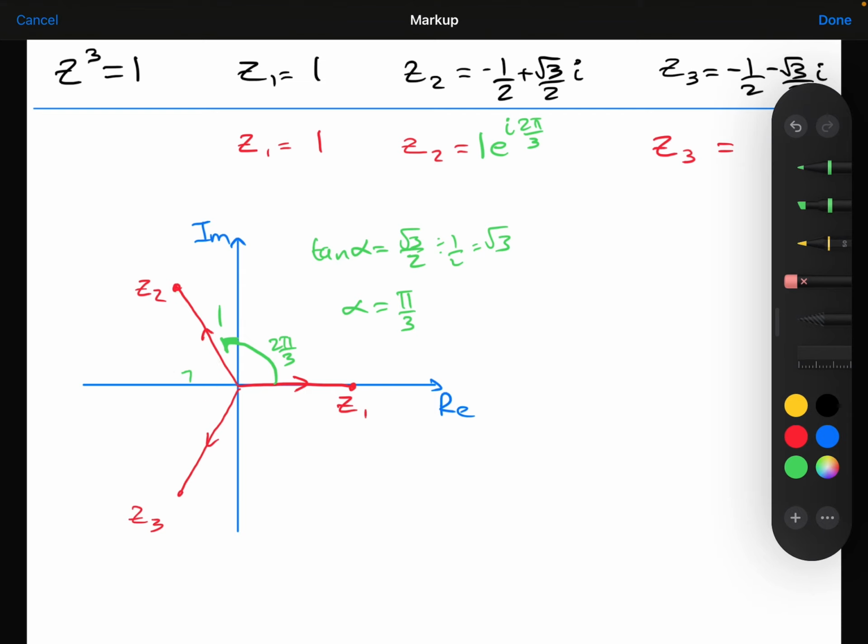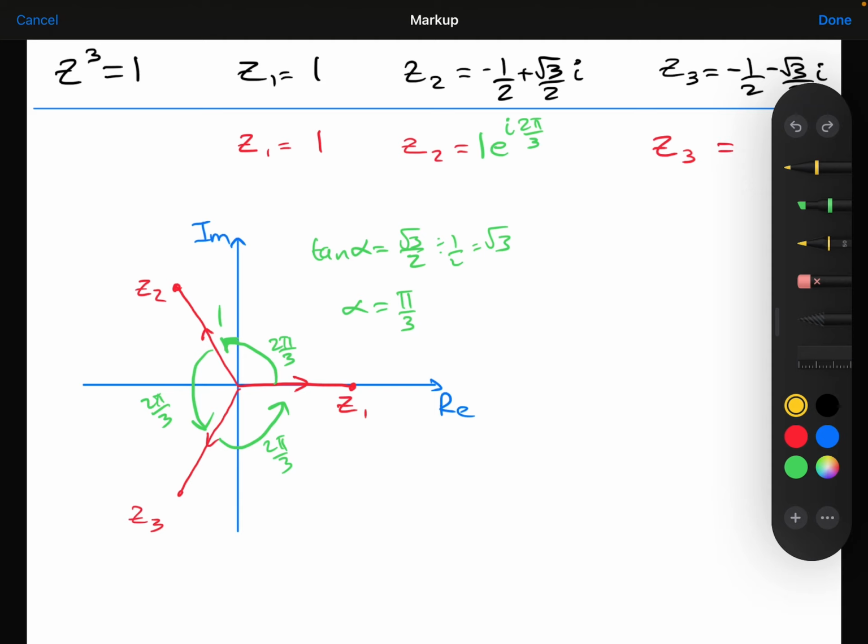Now that should hopefully make sense, because hopefully it's actually pretty obvious that the angle is going to be 2 pi over 3. And also this angle here is also going to be 2 pi over 3. And this angle also is going to be 2 pi over 3. Because we've got 2 pi radians in total, and we've just split that into 3 angles. So hopefully that's pretty obvious.